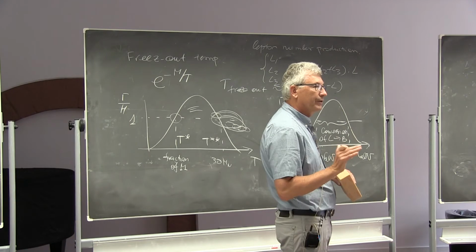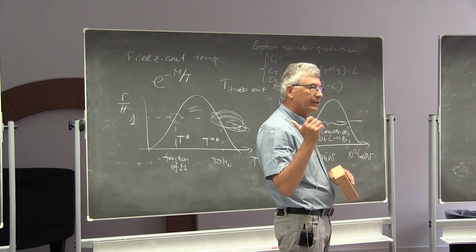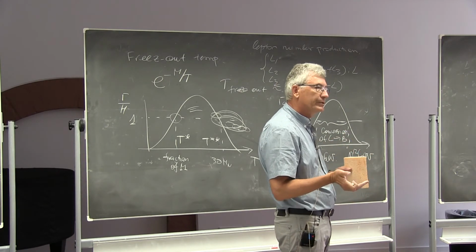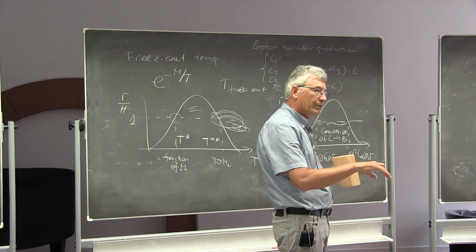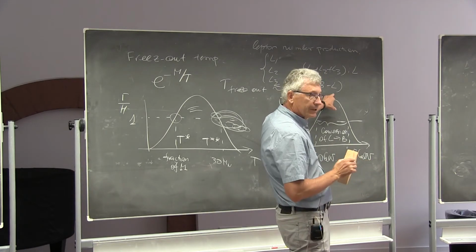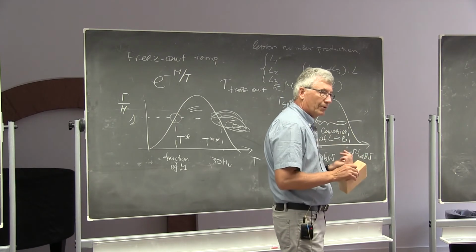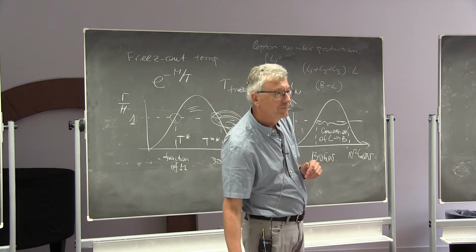So here, the important point is that in this model, the quantum number which was conserved in the electroweak theory, B minus L, is not conserved anymore.